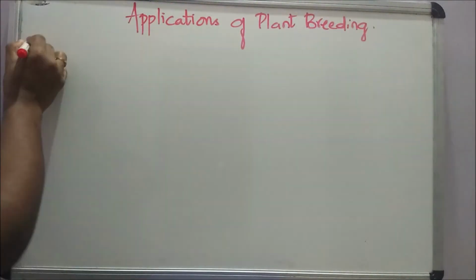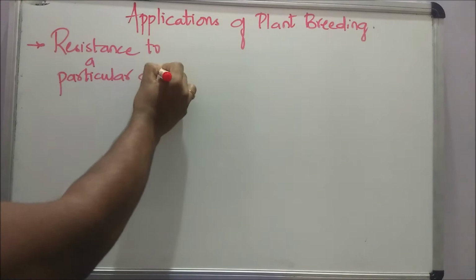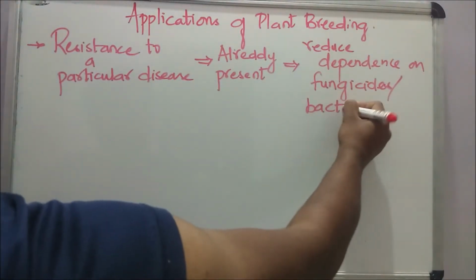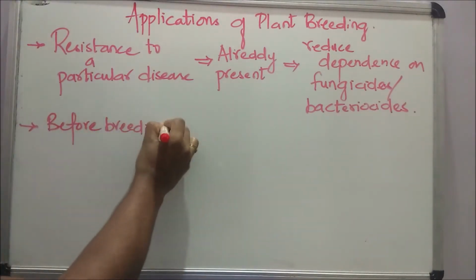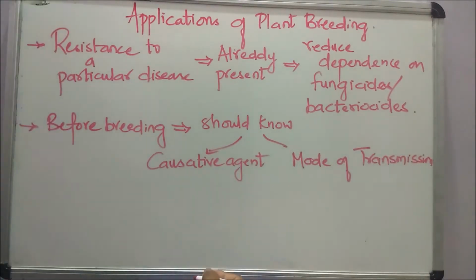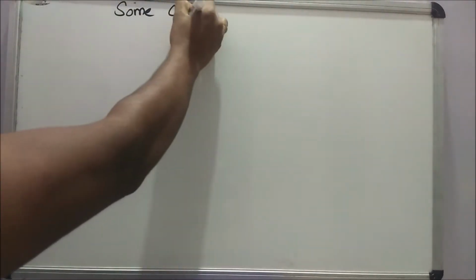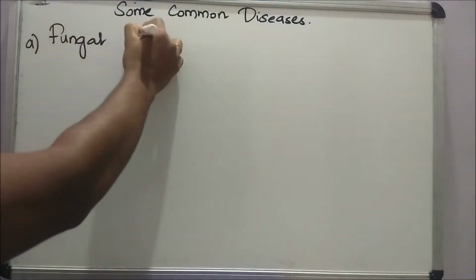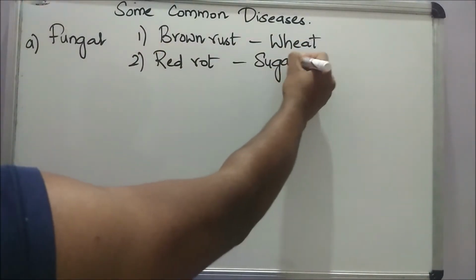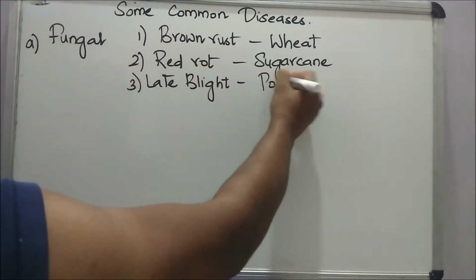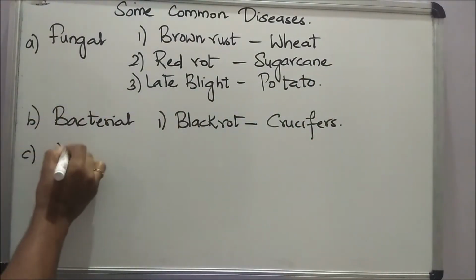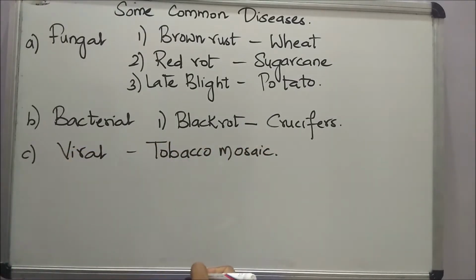Now, applications of plant breeding. If the resistance to a particular disease is already present in a plant, it reduces the dependence of the plant on fungicides and bactericides. Before breeding, one must know the causative agent of a disease and its mode of transmission. Some common diseases are the fungal diseases, brown rust in wheat, red rot in sugarcane, and late blight in potatoes. The bacterial diseases include black rot in crucifers, whereas the viral disease is the tobacco mosaic virus.